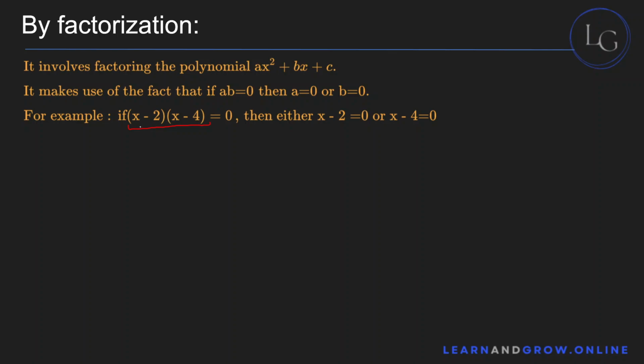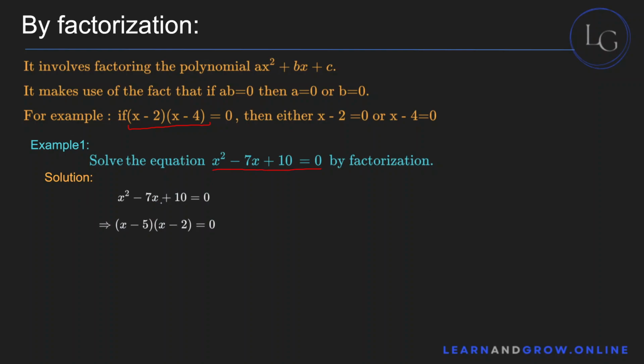So like over here, (x - 2)(x - 4) is equal to 0. So either x - 2 is equal to 0 or x - 4 is equal to 0, and by that, you can solve for the values of x. So here the value of x is 2 and here the value of x is 4. Simple.